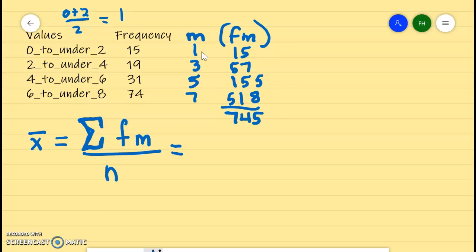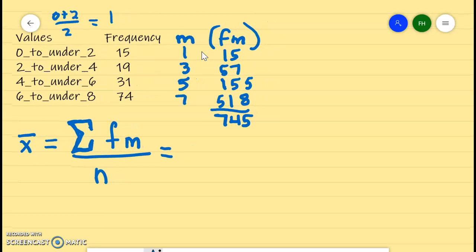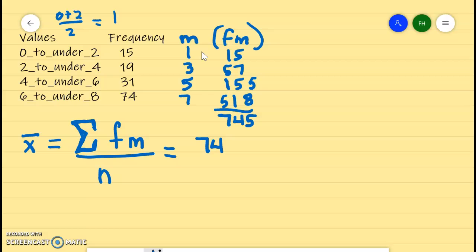So down here, the sum of F times M is 745 divided by N. Now, N is the amount of data points you have. So you have to add up your frequency. 15 plus 19 plus 31 plus 74 is 139.